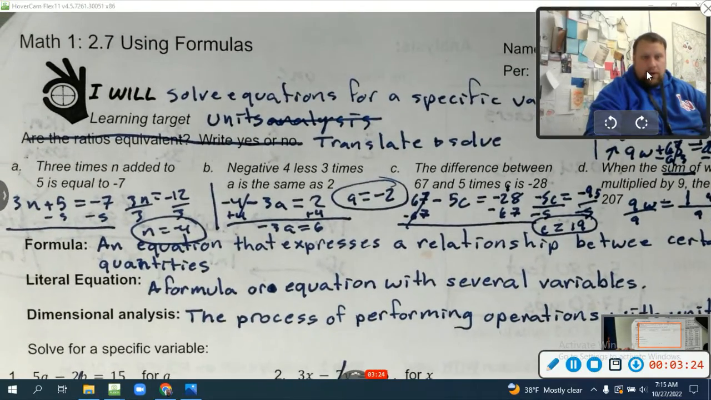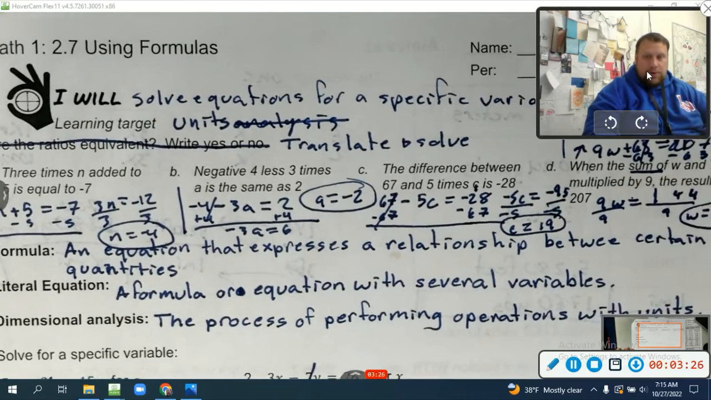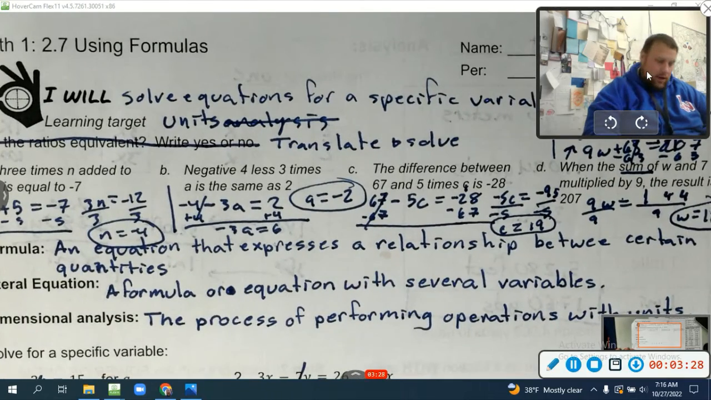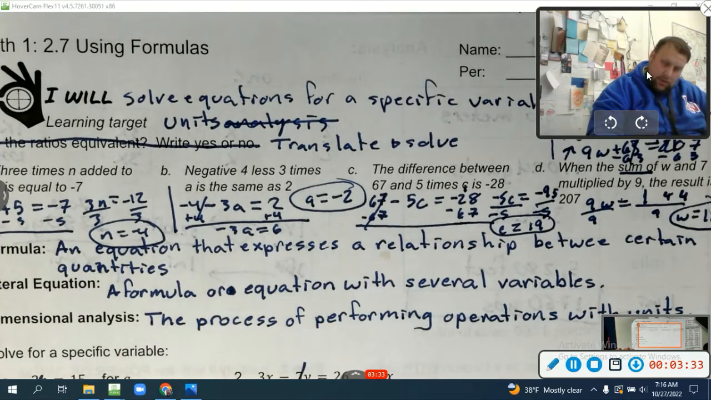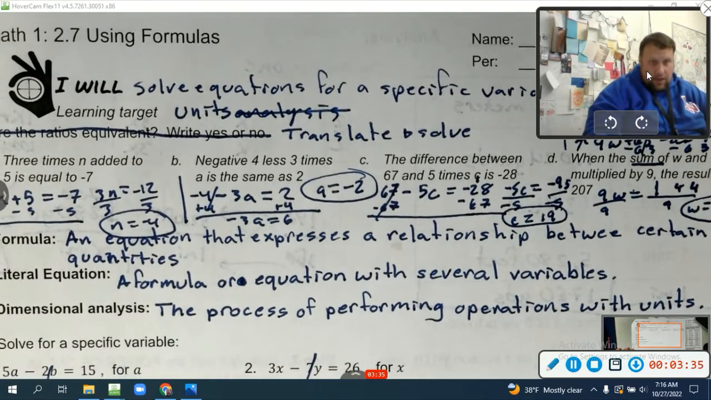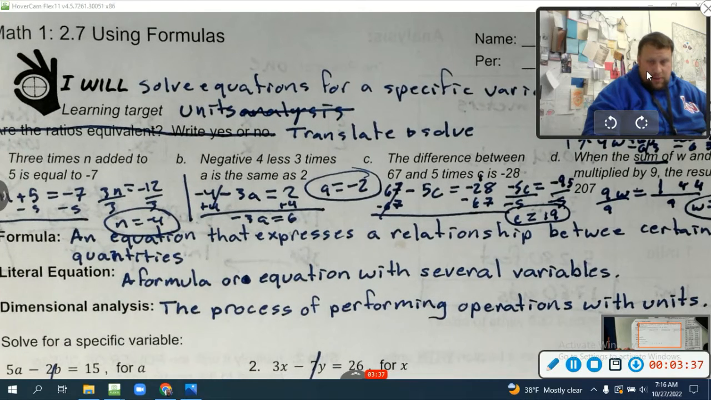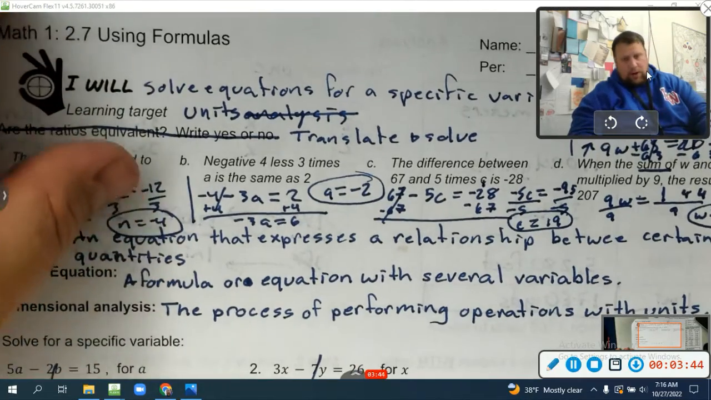So we have formula, and what is formula? It's an equation that expresses a relationship between certain quantities. We have literal equation, which is a formula or equation with several variables. And we have dimensional analysis, which is the process of performing operations with units. All right, again, pause this. We're going to get rolling on with the rest of this.